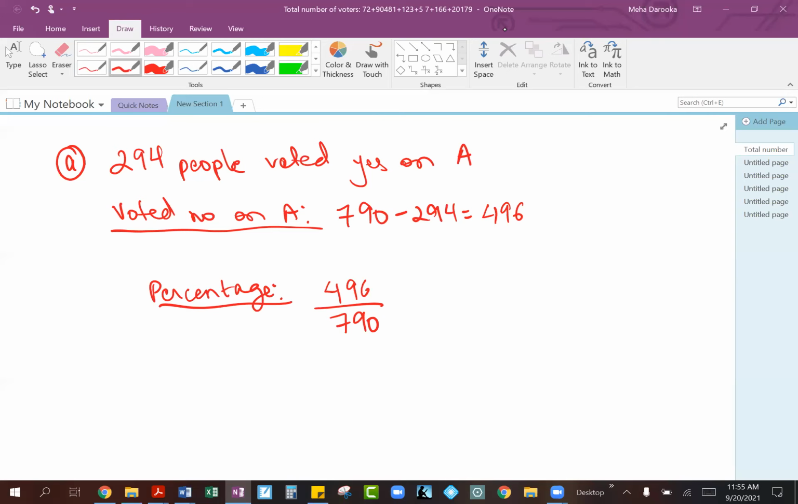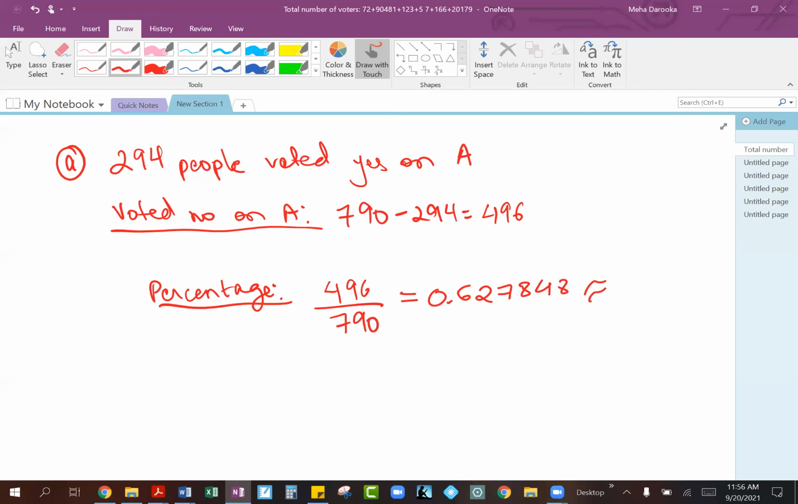496 divided by 790 will give us what? 62.7. Alrighty, so if you just plug this into a calculator, man, I changed the battery on this and the pen is still not wanting to do it. Okay, so just your raw answer, guys, when you just put this in the calculator will come out to be 0.627848, and it keeps going.